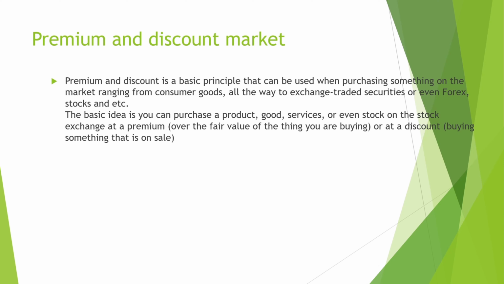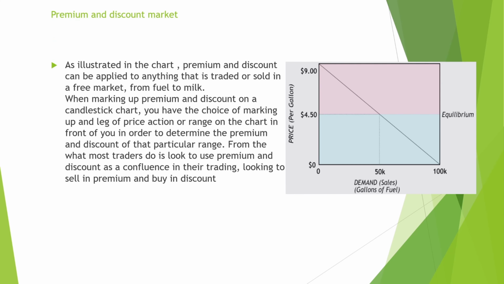Same on the market. You want to buy cheap and sell at a premium with a high price. And if you're shorting, you want to sell from premium and buy back in discount. All illustrated in the chart. Premium and discount can be applied to anything that is traded or sold in a free market, from fuel to milk.